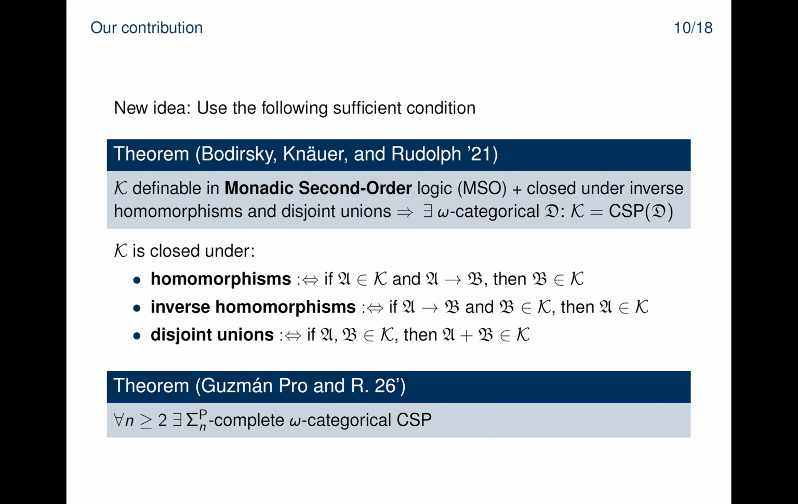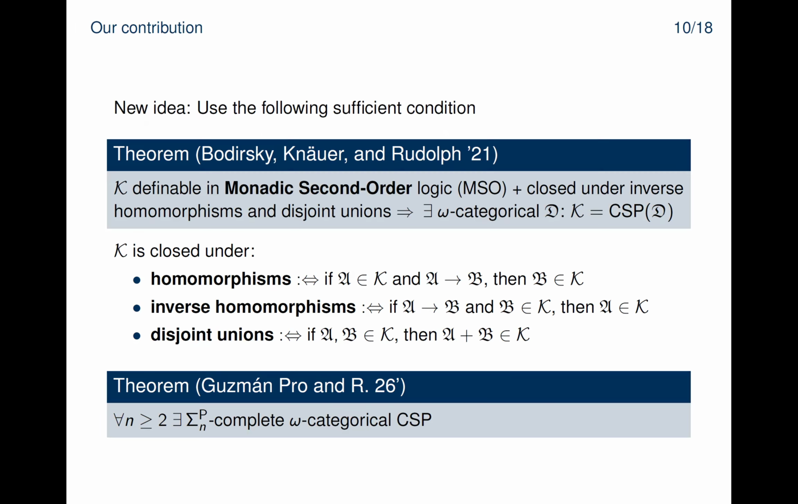And what we showed, so there's not a preprint yet, but there will be one, is that for every n greater than or equal to 1, there exists a Σ^P_n-complete omega-categorical CSP. So Σ^P_n is the side of the polynomial hierarchy that's above NP. So NP, NP^NP, coNP and so on.